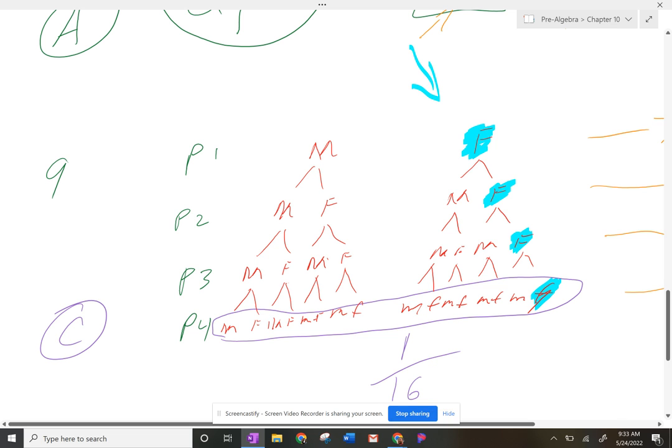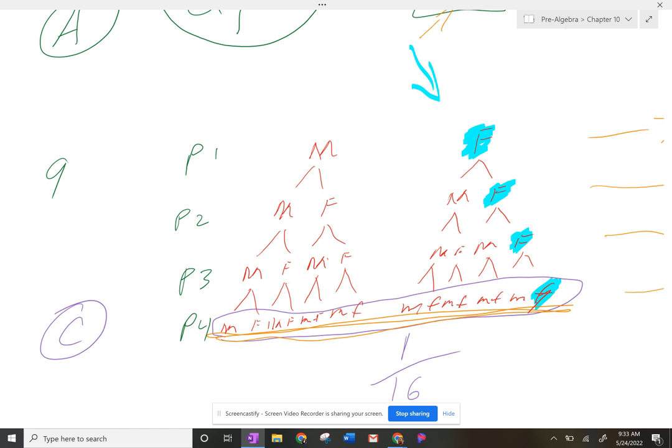When I try to figure out the probabilities, I'm going to only look at this bottom row. This bottom row is what I'm going to go with. So I'm going to count every single one of those up. I've got 16 total possibilities. And because I have 16 total possibilities, that's what my bottom number is going to be.